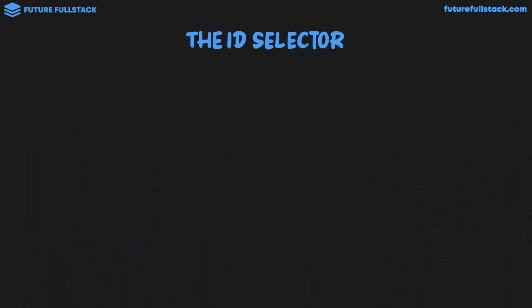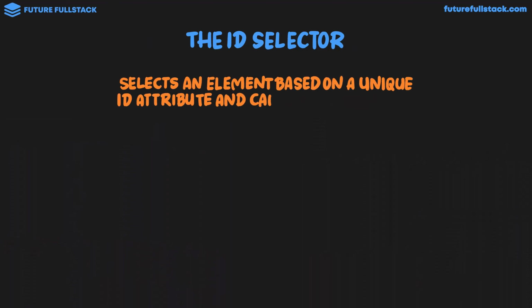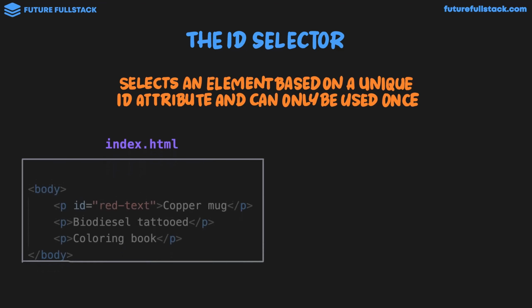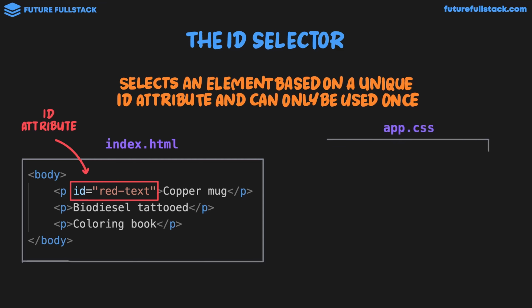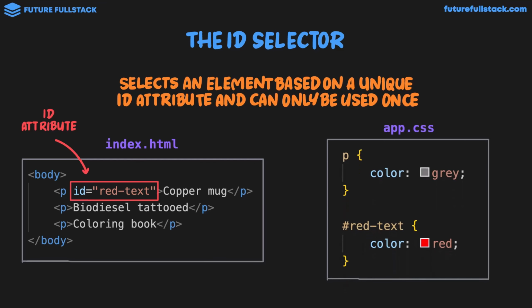The ID selector selects an element based on a unique ID attribute and can only be used once. Let's say we have an index.html page, and we have this body with this paragraph text. You can see here the ID attribute. It has the value red-text. In the app.css file, we would have styles like this, where the color of all paragraphs is grey, but the paragraph with the ID value red-text is set to red.